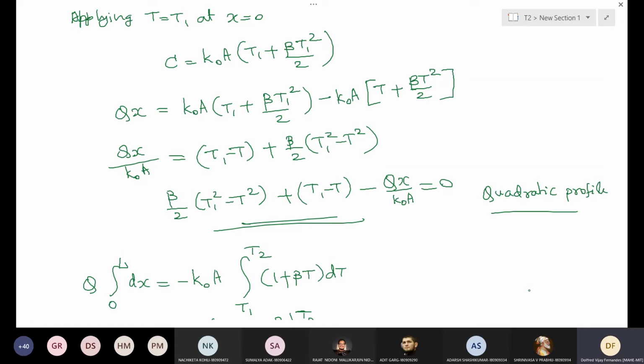Okay, so this can be done for planar, cylindrical and spherical walls. Okay, same process can be repeated. So the only thing is you have to substitute for thermal conductivity as a function of temperature and integrate them.